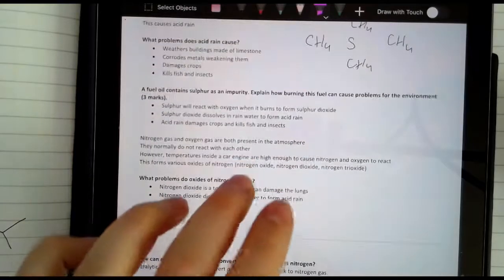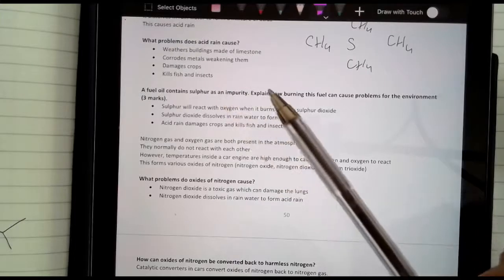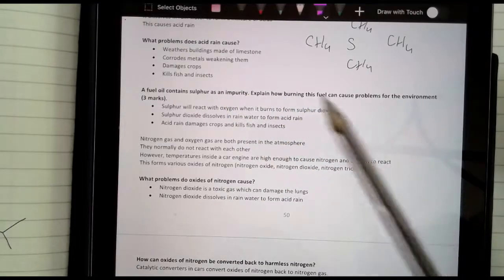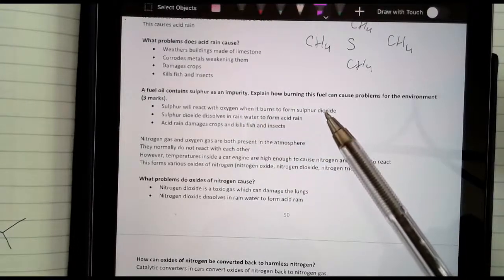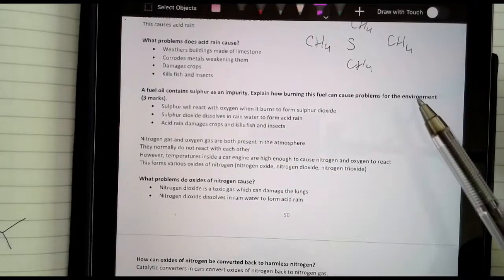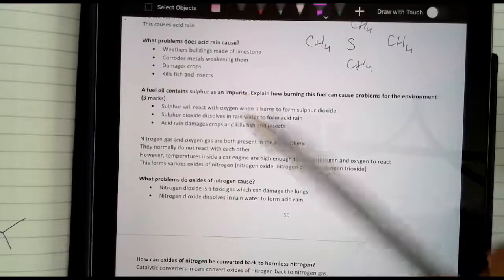So the next question here I've got, fuel oil contains sulfur as an impurity. Why does burning this fuel cause problems for the environment? If you burn the fuel, you're going to be releasing sulfur dioxide, dissolves in water, causes acid rain. You're specifically asked about the environment, so I'm going to focus on the crops, the fish, the insects. I'm not going to talk about the buildings.